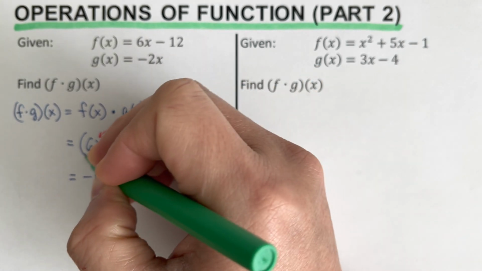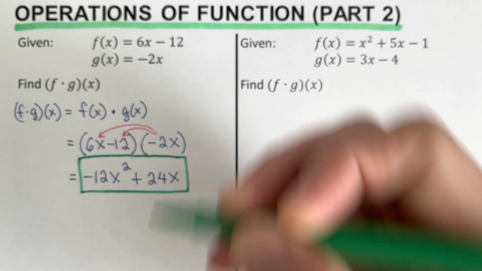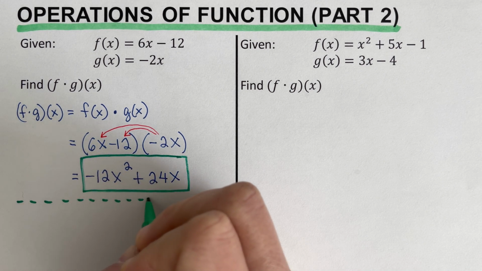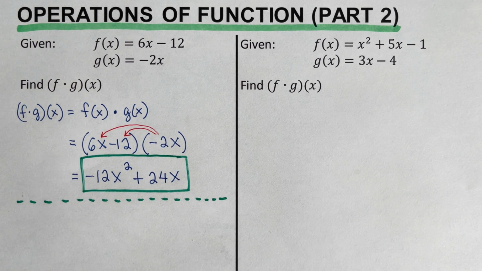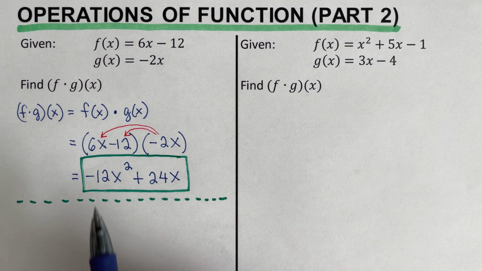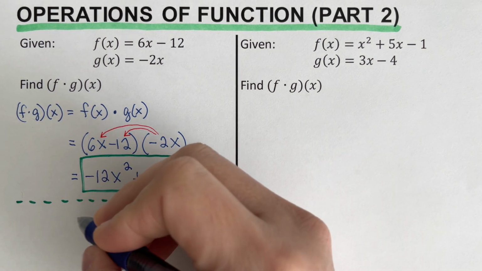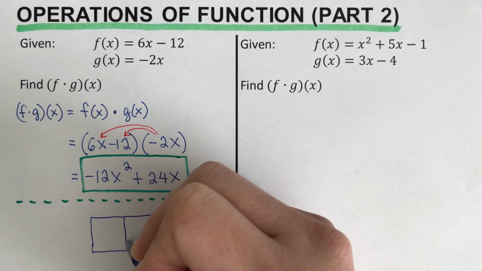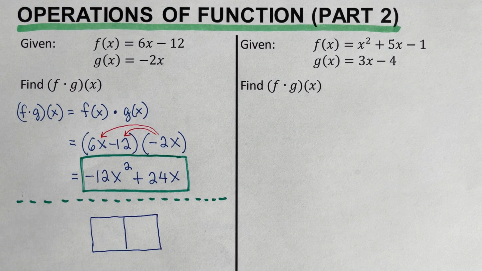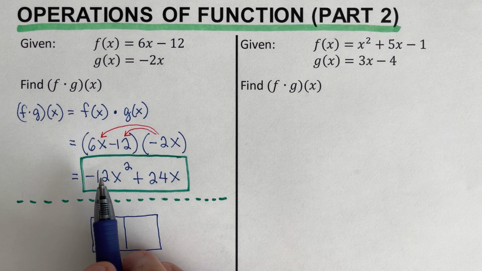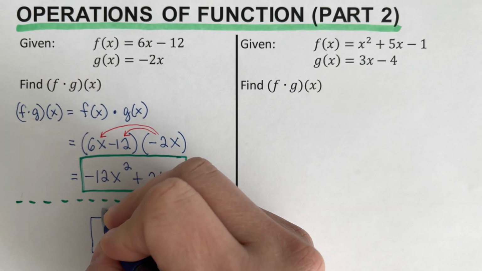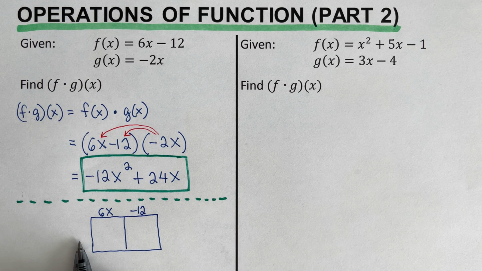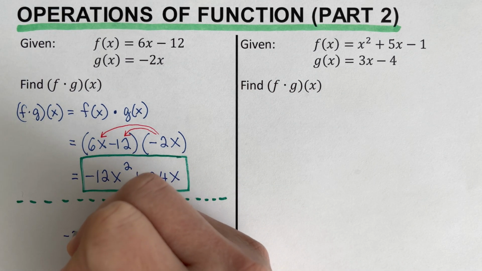Now I will show you the area model of solving this kind of problem, using the box. The dimension of the box that we're going to use would be a 2 by 1 box. So I will draw that up here, and let's see if they come out the same. Again, a 2 by 1 box. Then we write 6x minus 12 up here, and the monomial that we have is negative 2x, so I write negative 2x right here.